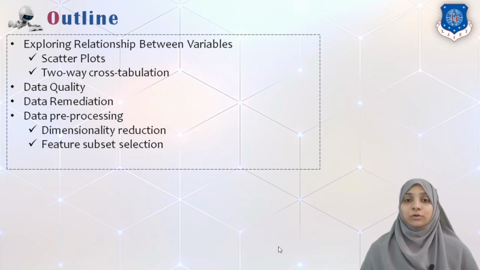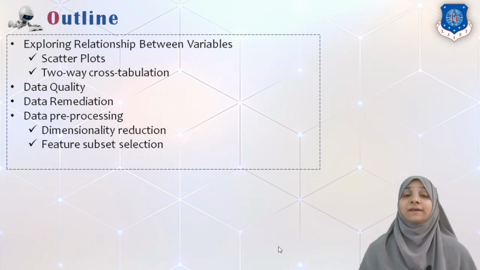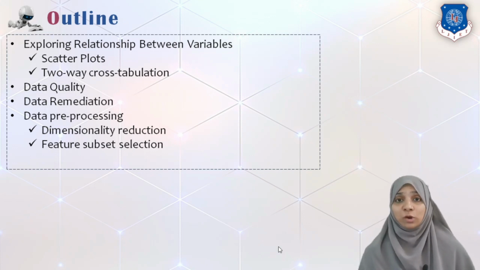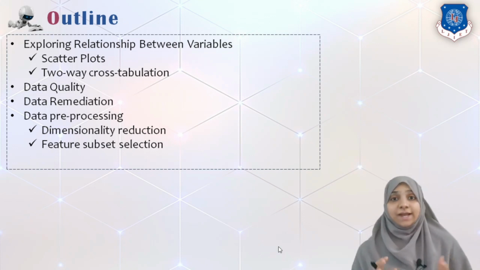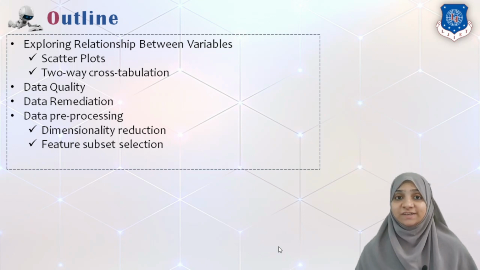Hi everyone. Today we are going to cover exploring relationship between variables, which can be done in two ways: with the help of scatter plots, or we can use the two-way cross tabulation method. Then we will see what we mean by data quality and how we measure it. Then we will see data remediation of low quality data, and we will see data pre-processing techniques. We will just cover an overview of data pre-processing techniques in this video. The detailed working of these individual methods will be covered later in unit number 4.